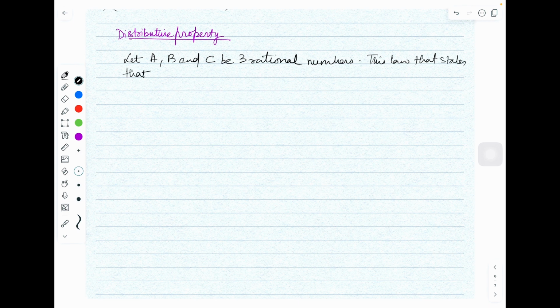Let A, B, C be three rational numbers. This law states that A into (B plus C) equals A into B plus A into C. See, this operator gets distributed over the operands inside the bracket.